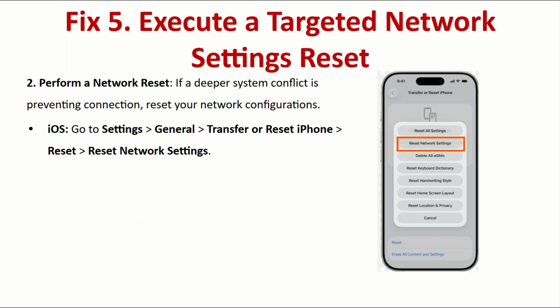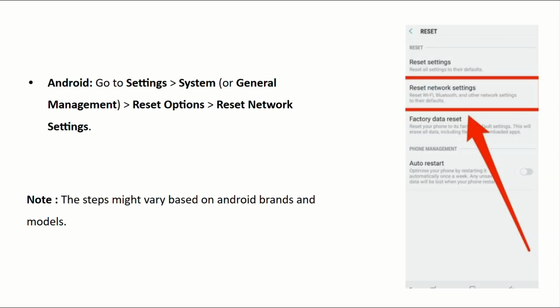Fix 4. Execute a targeted network setting reset. Perform a network reset. On iOS, go to Settings, then go to General, then go to Transfer or Reset iPhone. Then go to Reset and tap on Reset Network Settings. For Android, go to Settings, then go to System or General Management. Then tap on Reset Options and select Reset Network Settings. Note, the steps might vary based on Android brands and models.